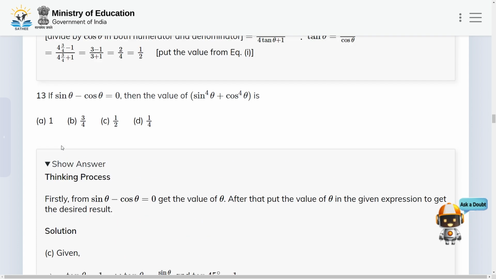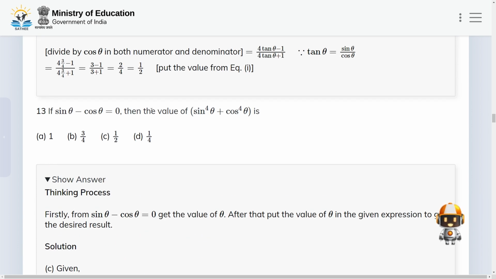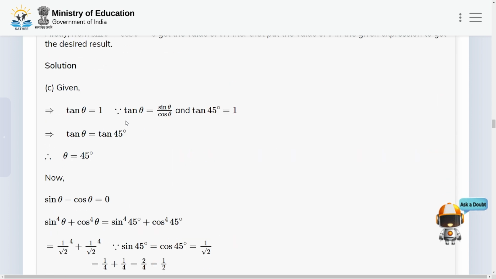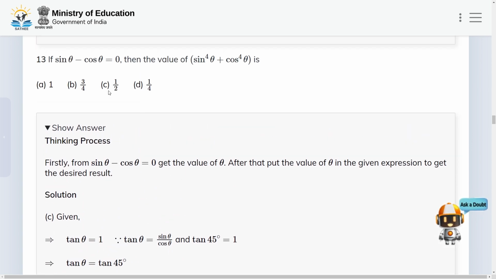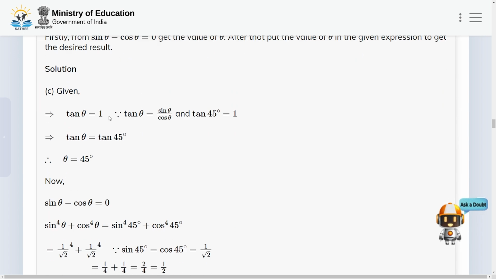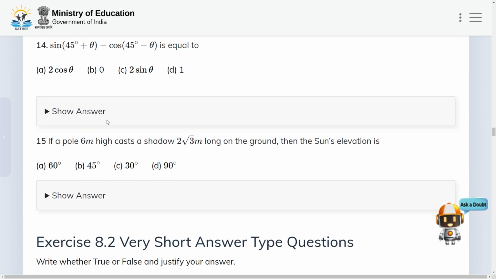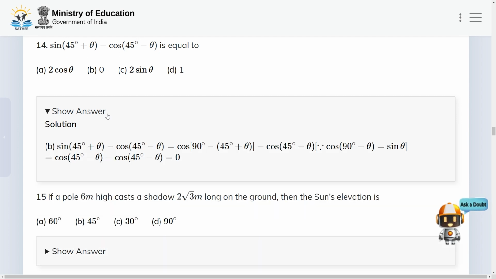Okay, so the value of sin to the power 4 theta plus cos to the power 4 theta is equal to 1 by 2. Okay, so the correct answer is here option number C. And now let us move to the next problem. So in the next problem here we have sine of (45 degree plus theta) minus cos of (45 degree minus theta) is equal to what? Okay, so we need to find the value of this. Okay, so let us solve this problem.